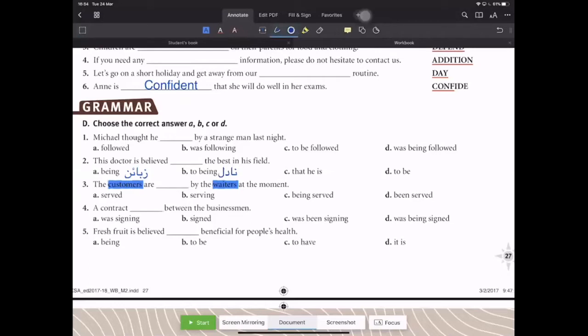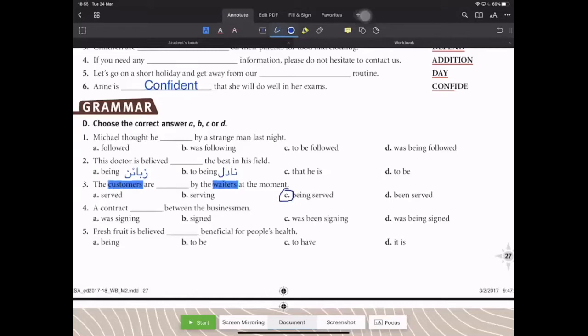The correct answer is going to be, of course, are being served. ليش are؟ لأنه ال customers جمع. تمام؟ و being served اللي هو ال present progressive passive form. هو درس أمس حق الباسيف.